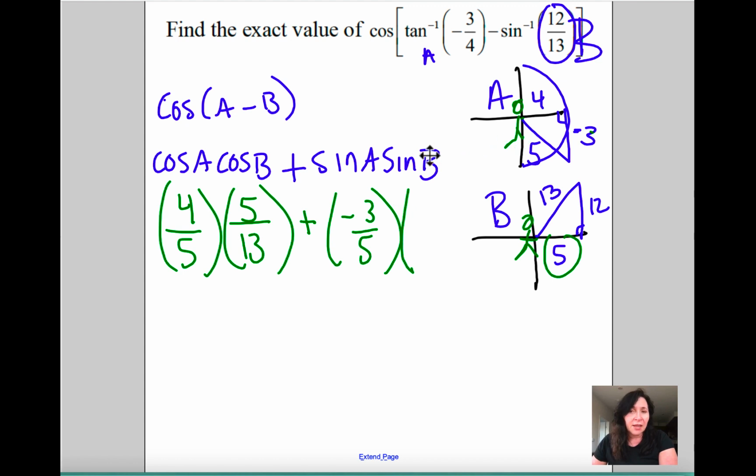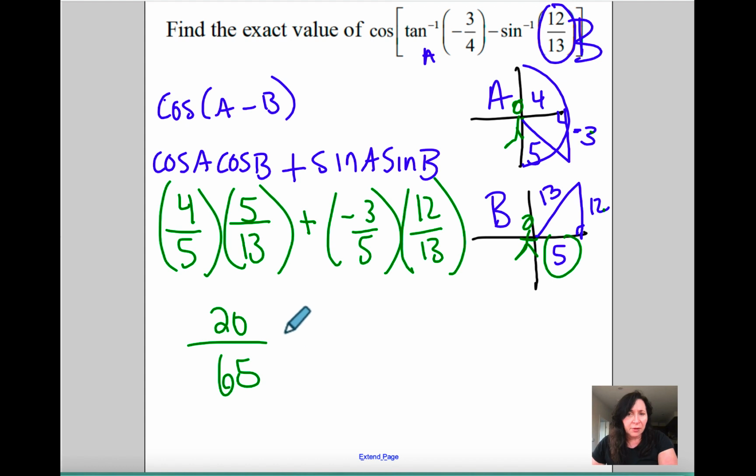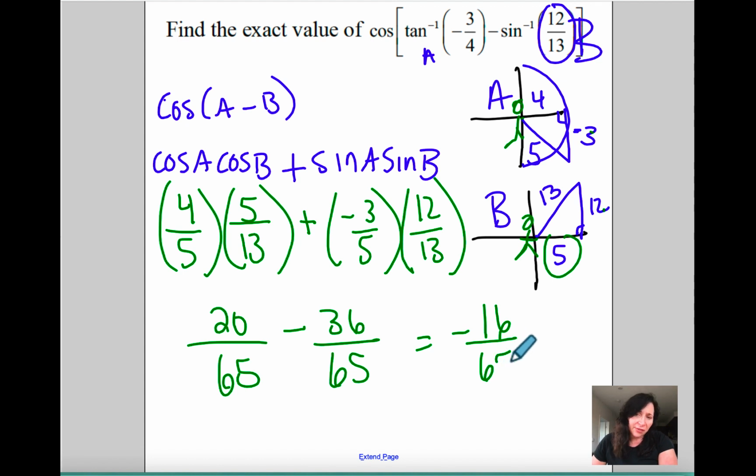Yeah, I just did that. Sorry. Sine of B, opposite over hypotenuse, 12 over 13. So we've got 20 over 65 minus 36 over 65 makes negative 16 over 65. There we go.